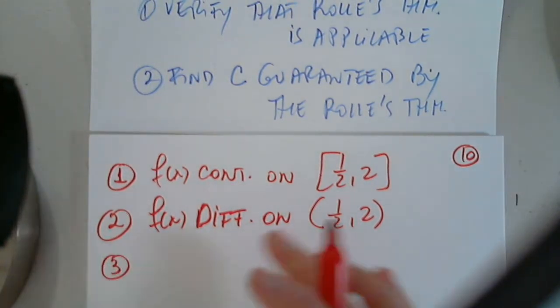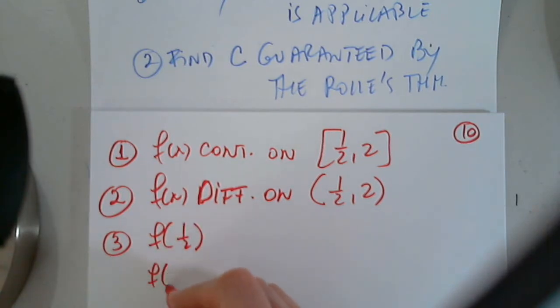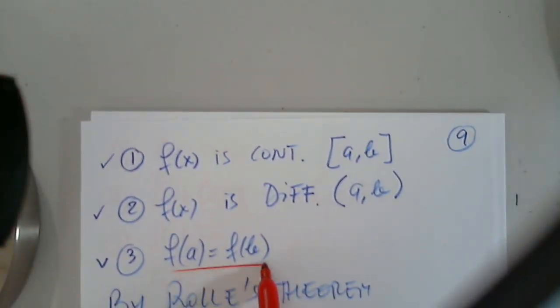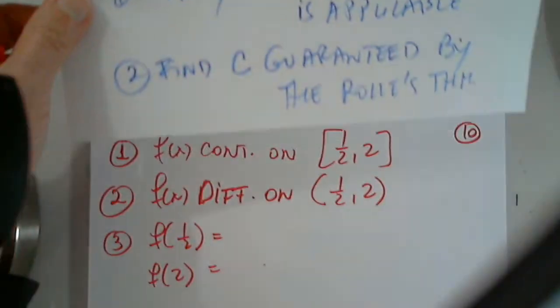Now, number 3, I don't know. I have to find f of 1/2, and I have to find f of 2. So Rolle's theorem says these have to be the same. Otherwise, you cannot apply it. So I don't know. We'll see.